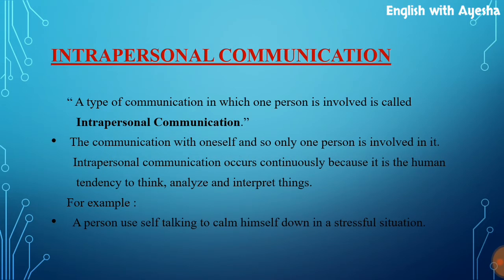Second type is intrapersonal communication. A type of communication in which one person is involved is called intrapersonal communication. It is the communication with oneself, so only one person is involved in it. Intrapersonal communication occurs continuously because it is the human tendency to think, analyze, and interpret things. For example, a person uses self talking to calm himself down in a stressful situation. This is intrapersonal communication.